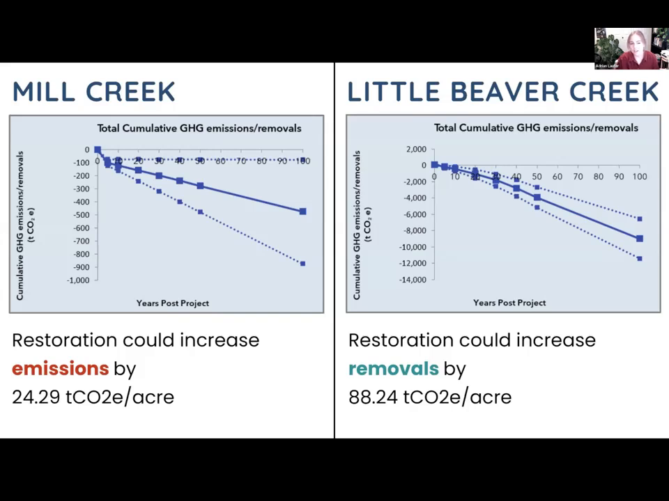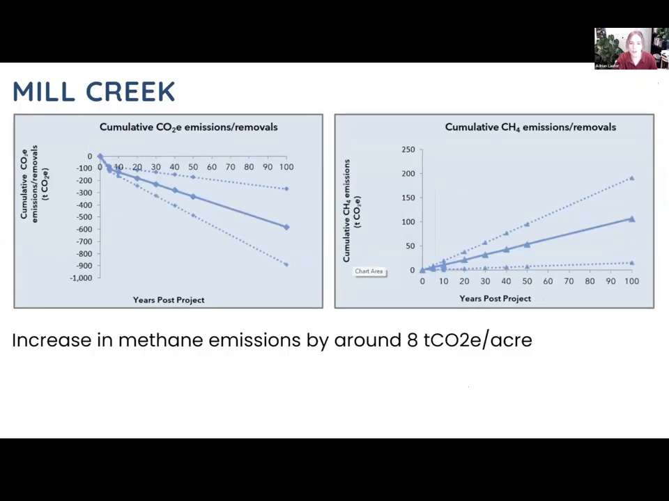But what's interesting here is it shows that restoration in some cases can actually increase emissions. And one of the reasons why we see that is because of methane. Digging in a little bit deeper with the calculator, we can see that Mill Creek might become more of a source because of methane emissions that are increasing with restoration, which is something that happens.